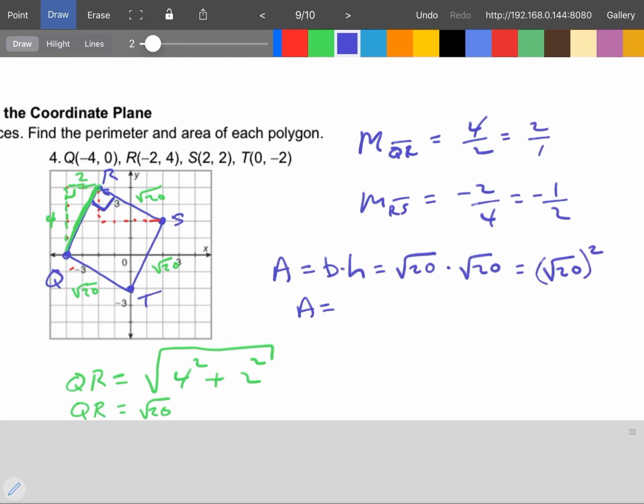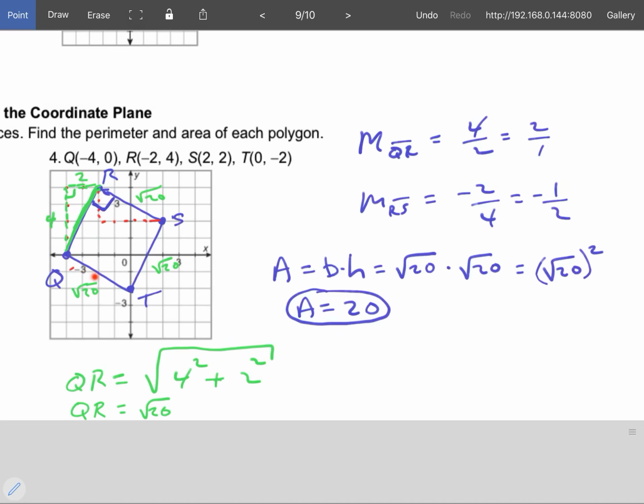But you guys should know that if you do the square root of 20 times the square root of 20, you just get 20. So that's our area. Well then, since we have found all 4 sides, then we can just do the perimeter. We just got to add up the sides. So we're just going to add this side plus this side plus this side plus that side.